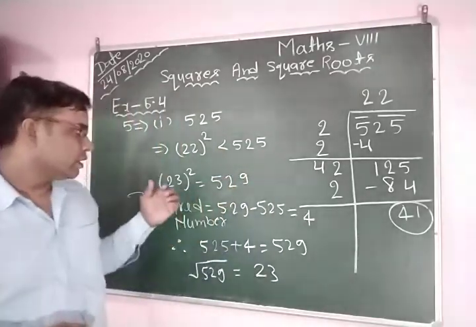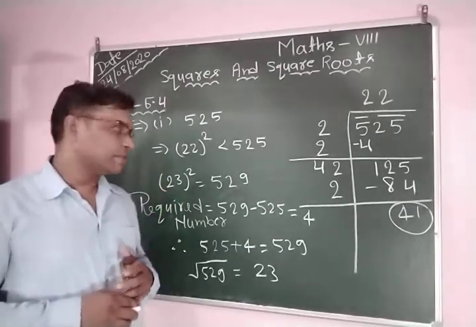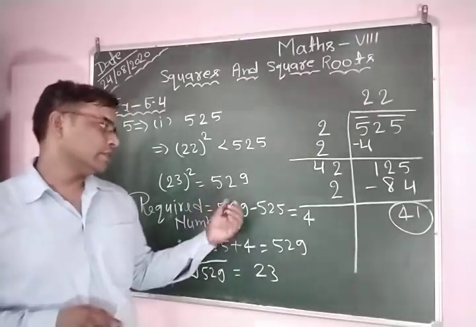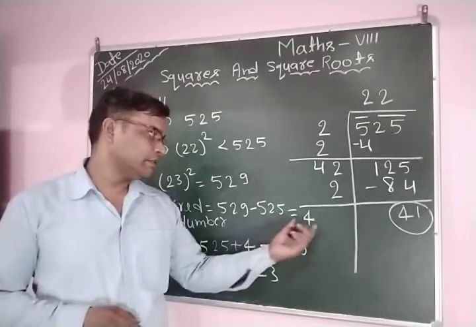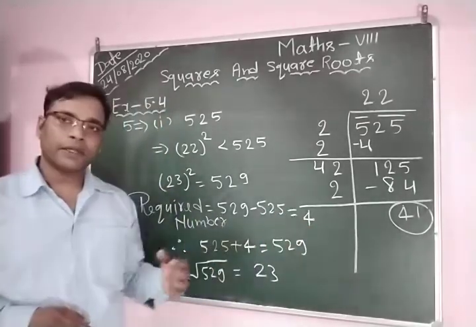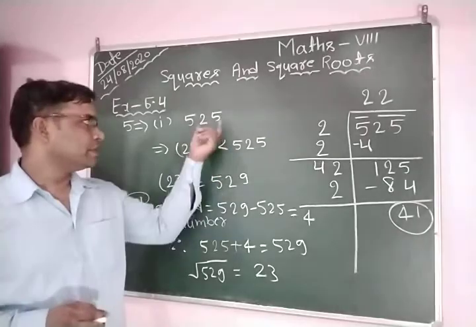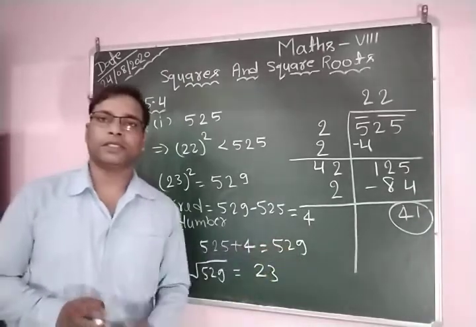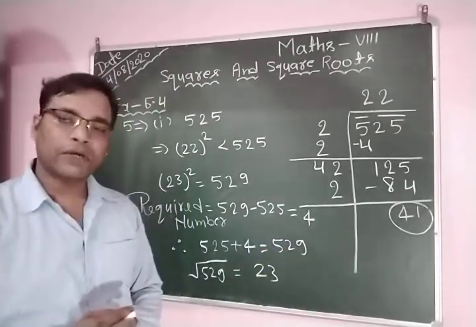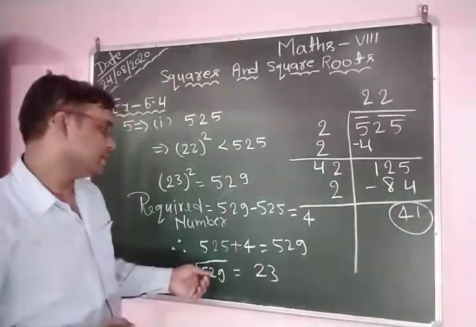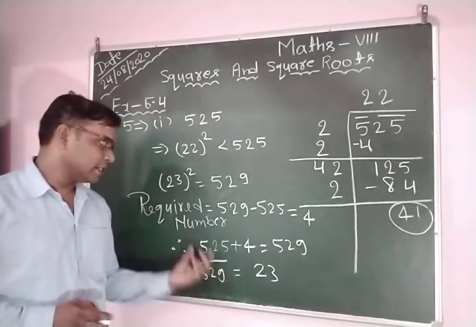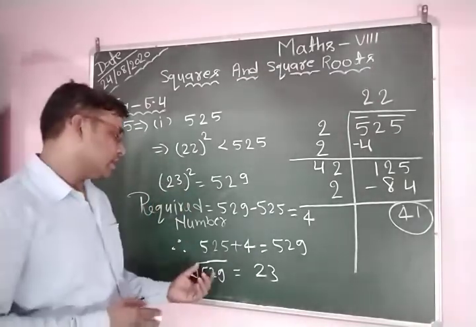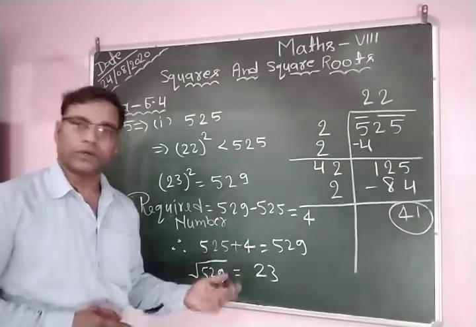Okay, so we find the least number. We subtract 525 from 529. So difference between them is 4. Okay, if we add 4 in this number 525, then we obtain 529. Now after this we find the square root of 529. So you can see here the square of 23, this is equal to 529.